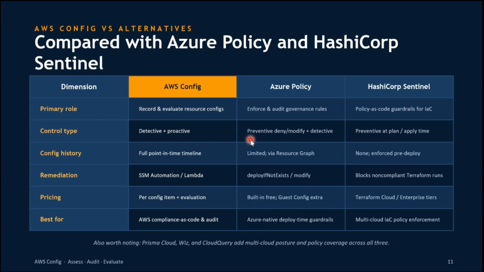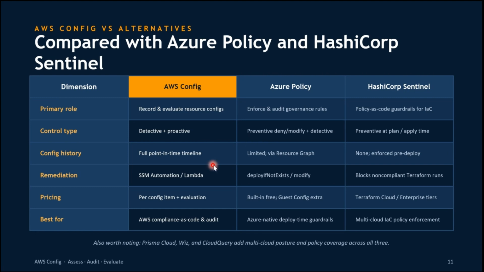HashiCorp also has a tool called Sentinel, which can act as policy as code where you can set up guardrails. And this tool, Config, is more of a detective tool, but if you integrate it with Systems Manager or a Lambda function, it can also become a remediation tool, a proactive tool as well. Azure Policy is a preventive deny and modify tool as well as a detective tool. If you try to create a non-compliant resource, it will deny it and not allow you to create it in Azure. But here in AWS, it will allow you, but it will say it is a non-compliant resource. It's a detective tool. Maybe in the future, they might change that.